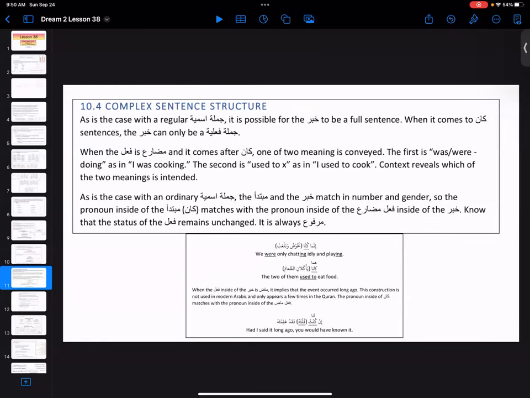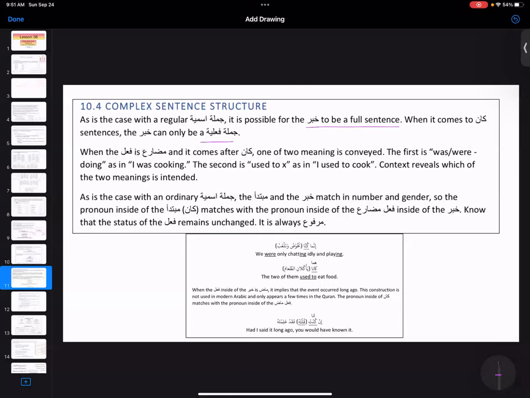Okay, so now back to our lesson. Now, complex sentence. As is the case with the regular jumla ismiya, it is possible for the khabar to be a full sentence. Is it true that khabar can be a complete full sentence? Yes, can be jumla fi'liya. Exactly. When it comes to kana sentence, the khabar can only be jumla fi'liya. So that point needs to be noted.